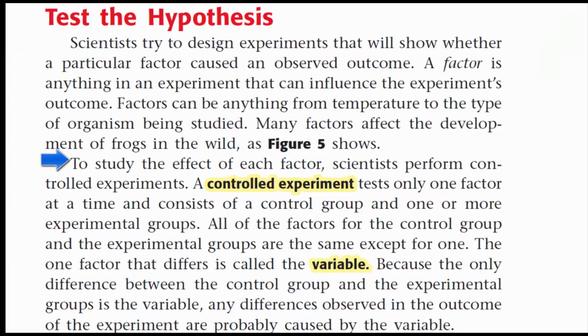To study the effect of each factor, scientists perform controlled experiments. A controlled experiment tests only one factor at a time and consists of a control group and one or more experimental groups. All of the factors for the control group and the experimental groups are the same except for one. The one factor that differs is called the variable. Because the only difference between the control group and the experimental groups is the variable, any differences observed in the outcome of the experiment are probably caused by the variable.